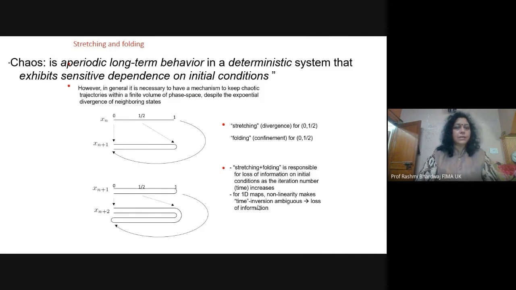Now, basically, as I told you, chaos is aperiodic long-term behavior. I am giving you a very simple example. Suppose you have a straight line, or I say a paper, from 0 to 1. You fold it in between. So 0 to half, and you have another one. Now again fold it. So you have this one like this.